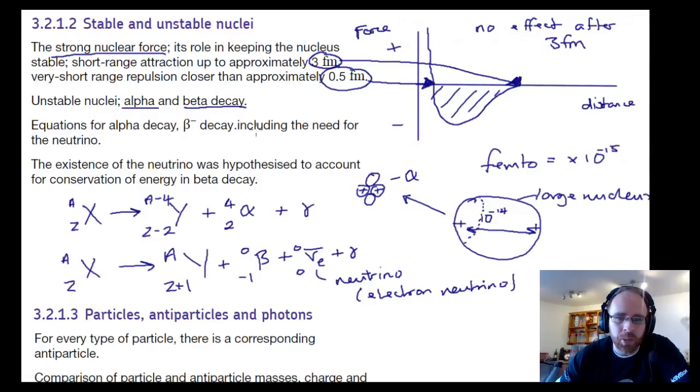We talked about the need for the neutrino, and we've talked about the existence of the neutrino being hypothesized to account for conservation of energy in beta decay. Now, neutrinos are really, really tricky to measure. We can do it now, but it's not very easy. We have huge detectors.